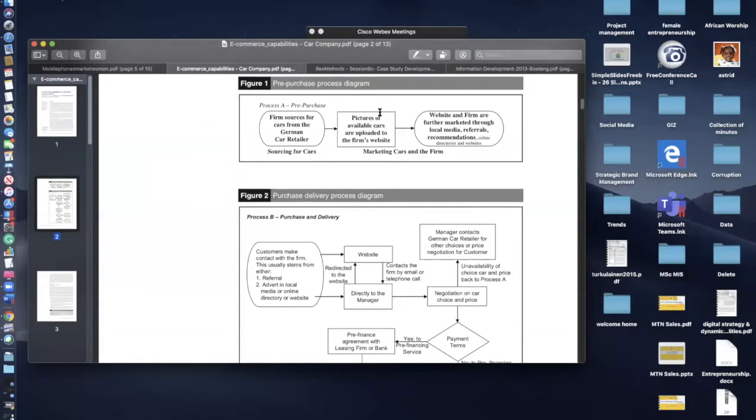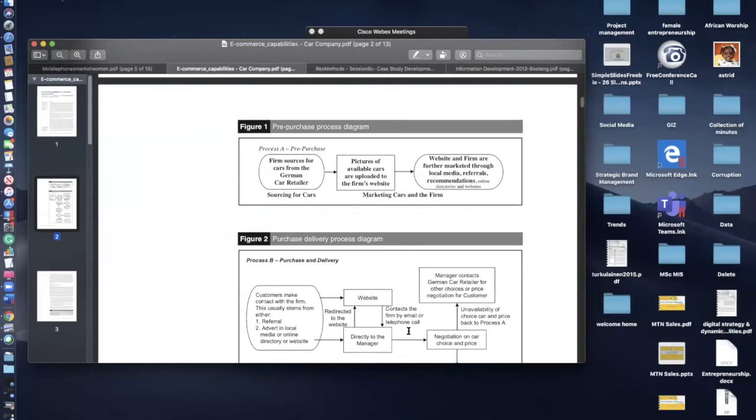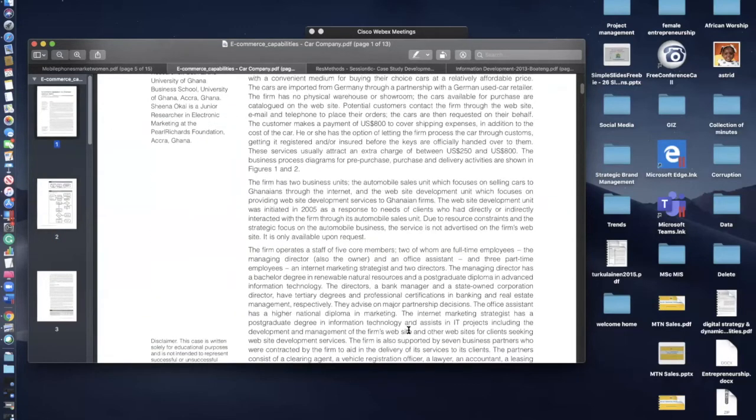Figures 1 and 2 show a process diagram of the activities prior to purchase and after the purchase. Okay. Now, the firm has two business units. All this keeps on with these mechanical arguments, telling us things in the present on how the firm is constituted and how the firm works. That is what we call mechanical arguments.